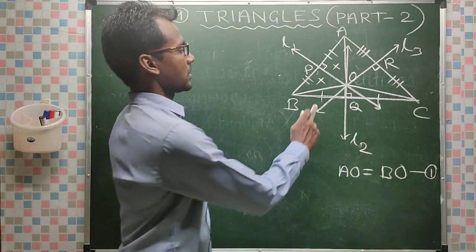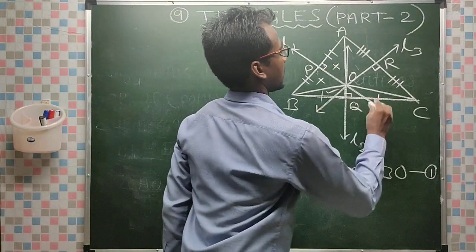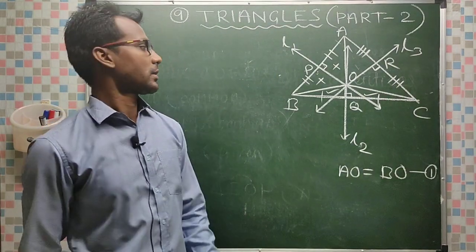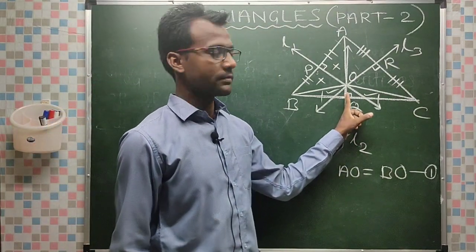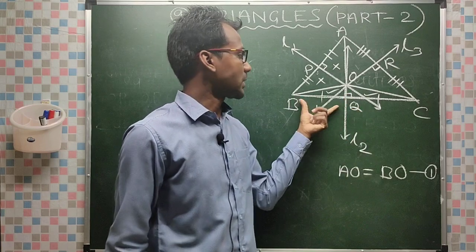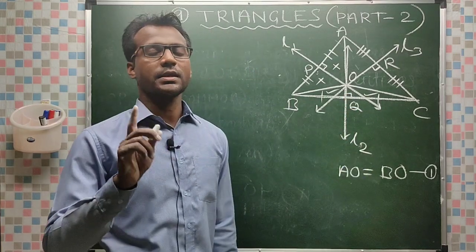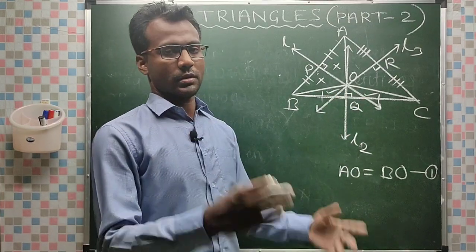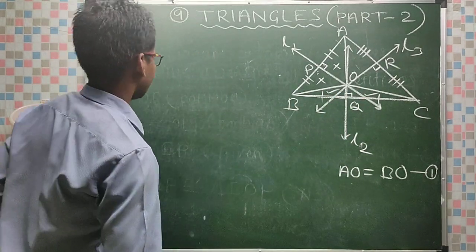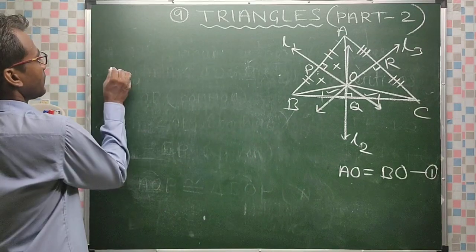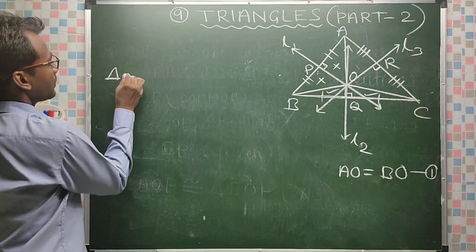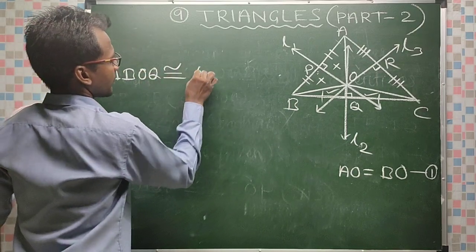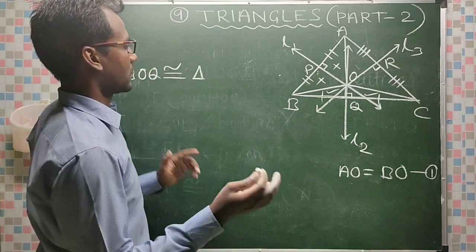Okay, BOQ and COQ. I am not proving, it will be proved in the same postulate. OQ is common as you can see, 90-90, then BQ is equal to CQ. So again by SAS postulate, the two triangles can be proved to be congruent. Okay, so I am not proving this. You can prove this. So triangle BOQ is congruent to, let us find the order.